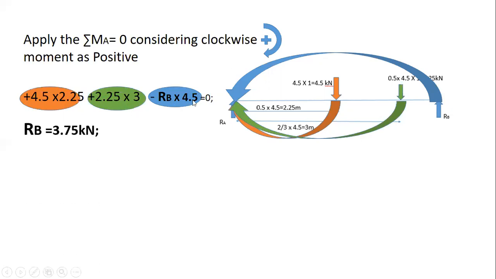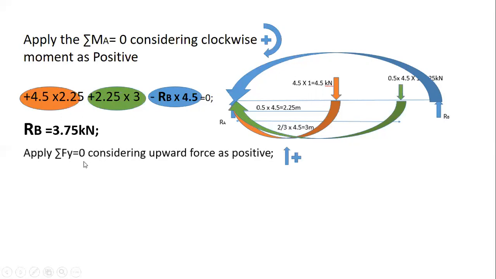If you simplify this equation, you will get the reaction B as 3.75 kilonewton. Since you have got a positive value, the assumed direction is correct. If you get a negative value, that means the reaction B will not be acting in the upward direction, it will be acting in the downward direction. That is the indication of the negative sign. So we got the reaction at B as 3.75 kilonewton.